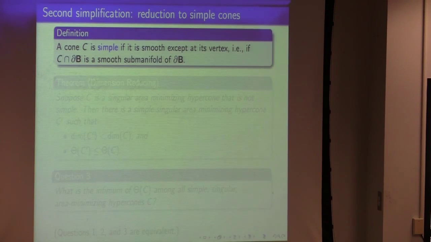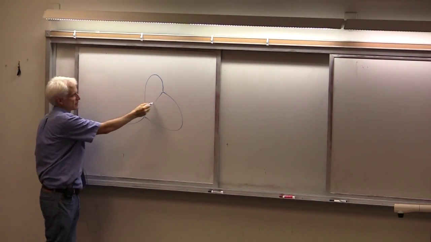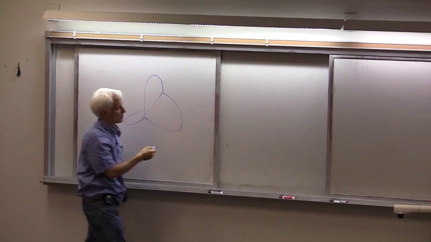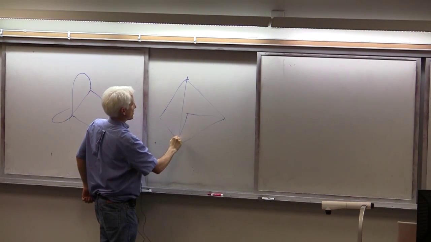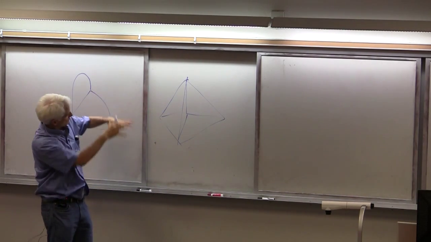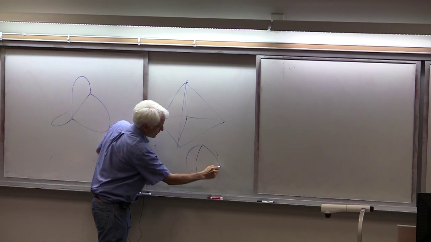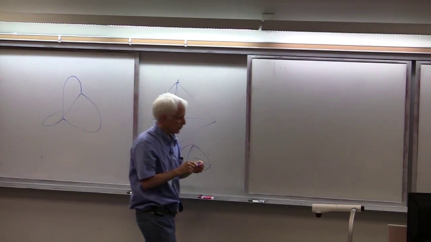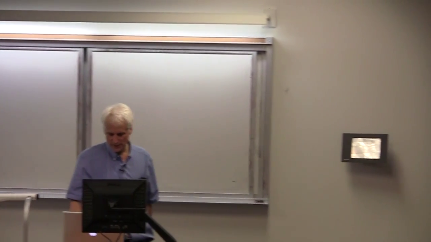So if you look at things like soap films, if you take something like this, you see this kind of cone as a tangent cone in a soap film. So that's an example where it's singular all along this edge. So this is not simple, or even more complicated, you also see things that look like this and cones that look like this in a soap film. A cone where if you intersect with a sphere, you get a kind of tetrahedron made out of totally geodesic arcs. So that, again, would not be a simple one. Okay, so a simple cone is a cone that's smooth except at the vertex.